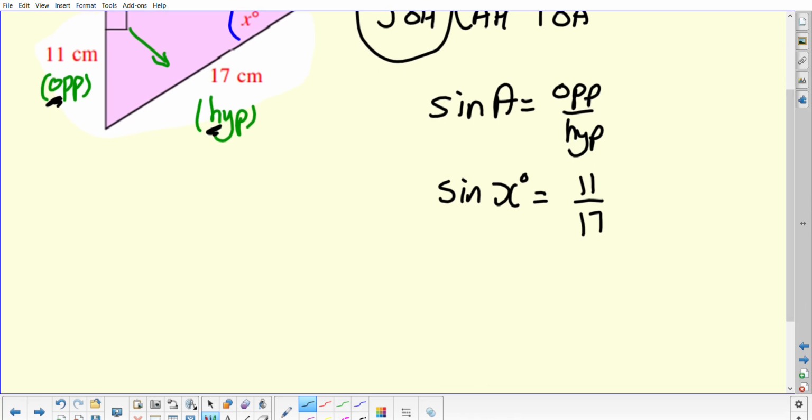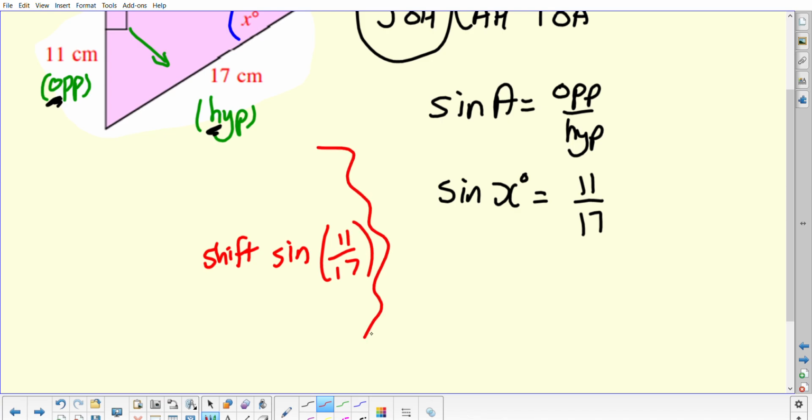Now this time, to get to the x, this one is a wee bit more complicated, and this is where, when you're working out an angle, you need to remember that you've got to use the shift key here, followed by the sine key, and then you would put in the 11/17. Right, that's what you would do on the calculator. Press the shift, press the sine, bring up brackets, use the fraction key.